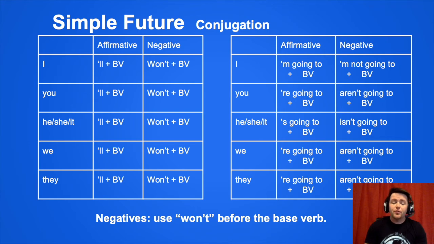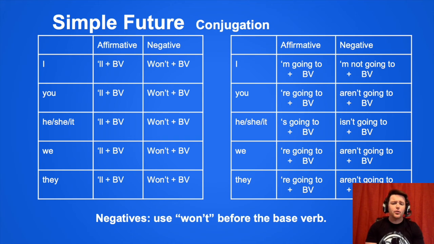The conjugation for the simple future, if you're using will, is pretty easy. It's will plus the base form or the base verb. If you're using going to, it's a little more complex, but still follows those rules as before. Notice in the negative, there is an unusual negative here for will. That is won't. It is will and not equals won't.